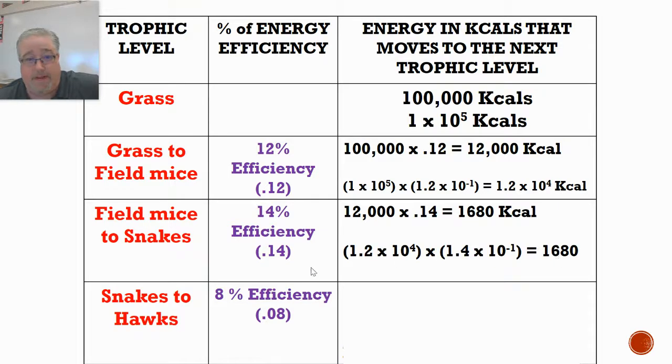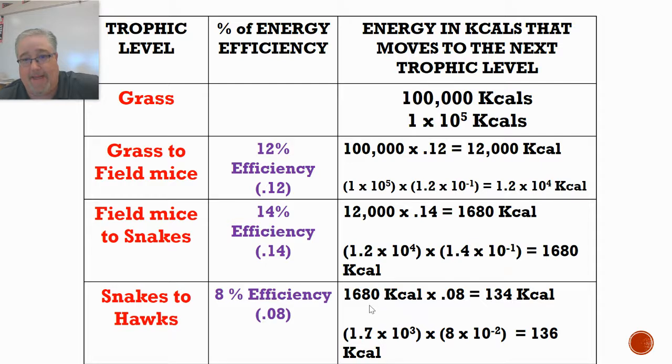And then, of course, the next step, the efficiency of the transfer to the hawks is about 8%. And in this case, again, you just take your 1,680 from the previous step, multiply it by 0.08, you get 134 kilocalories. So again, it doesn't really matter how we punch this in. If you want to do it scientific, you want to do it standard, you're going to get roughly the same answers no matter what.